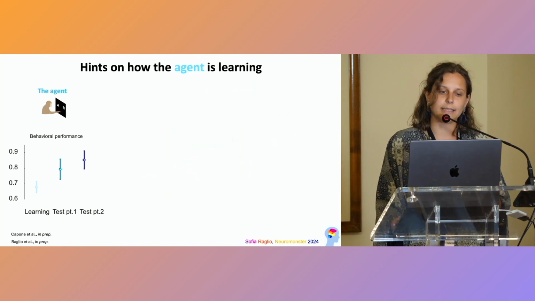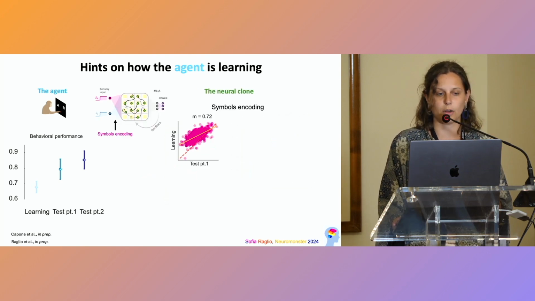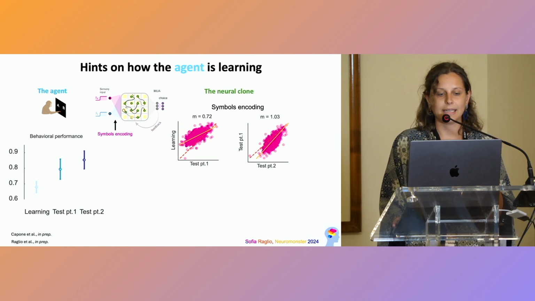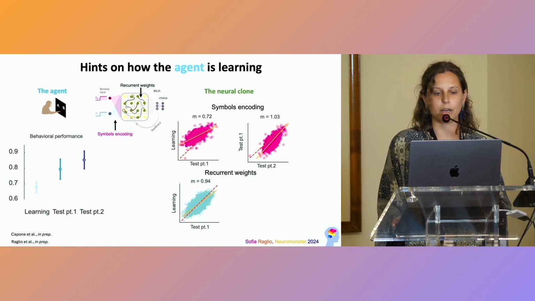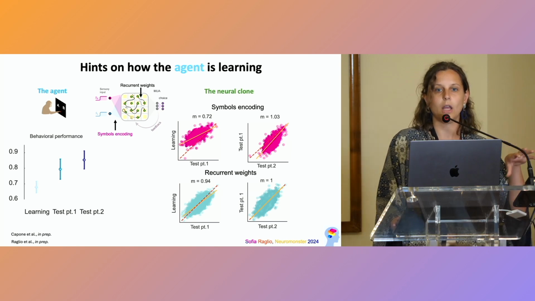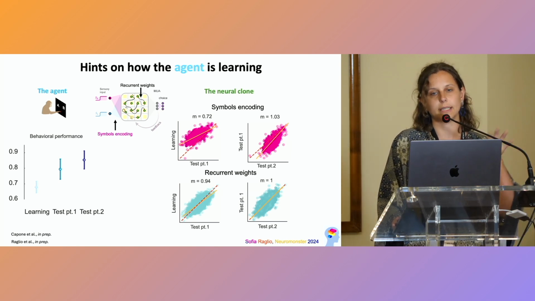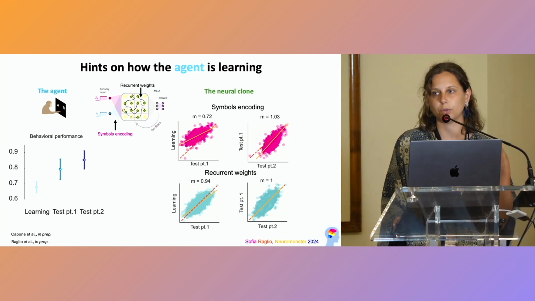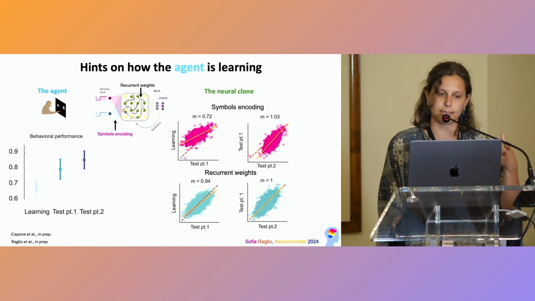And if I look at the inferred weights of my neural clone, I can compare how the symbols are encoded in this rate model and how the recurrent weights are encoded, again along the time course of my experiment, so between the learning and the beginning of the test and between the beginning of the test and the end of the test. Our hypothesis is that what is changing in this network that is learning how to generalize in this task is how the symbols are encoded, and so how the input arrives to the dorsal premotor cortex, and not how the decision is made.